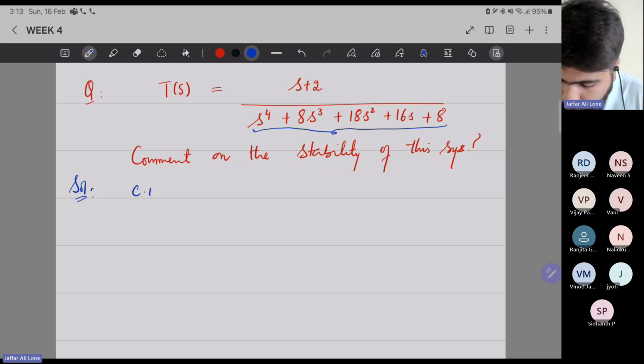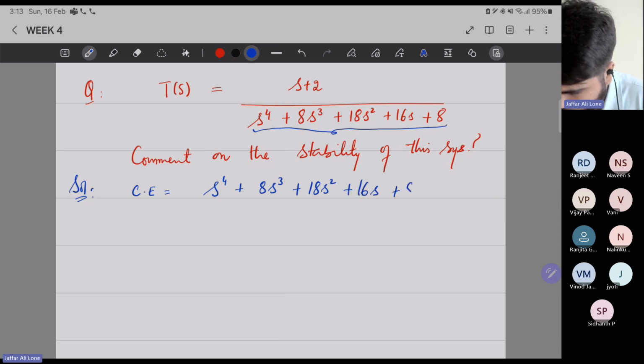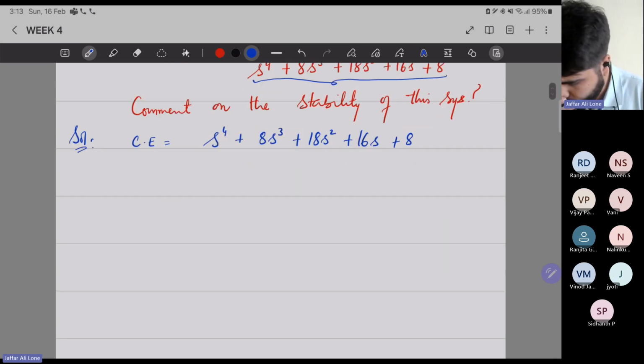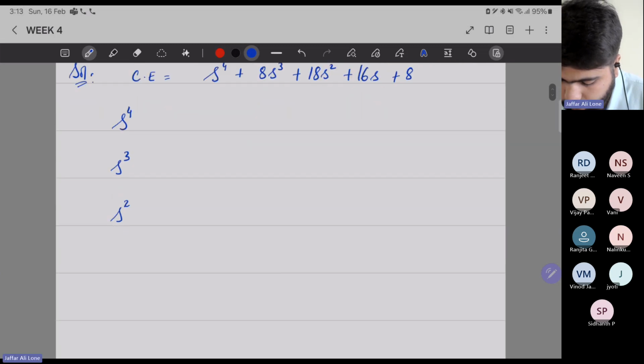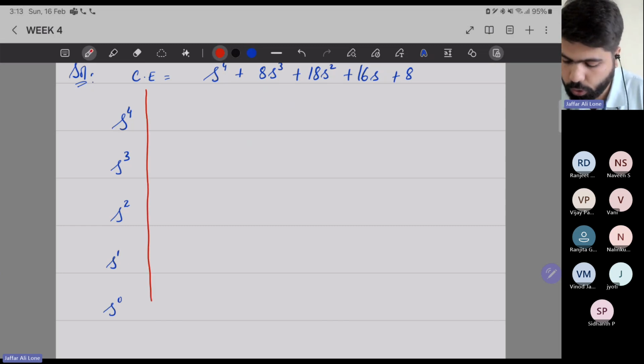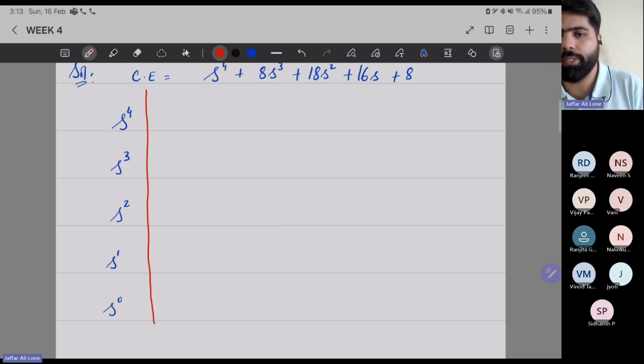So I'll write the characteristic equation as s^4 plus 8s^3 plus 18s^2 plus 16s plus 8. Now, what's the next step? We list down all these powers of s in decreasing order. For example, I write s^4, then s^3, then s^2, then s^1, and then s^0. Correct? So this is my first step. I write all these powers of s in decreasing order.